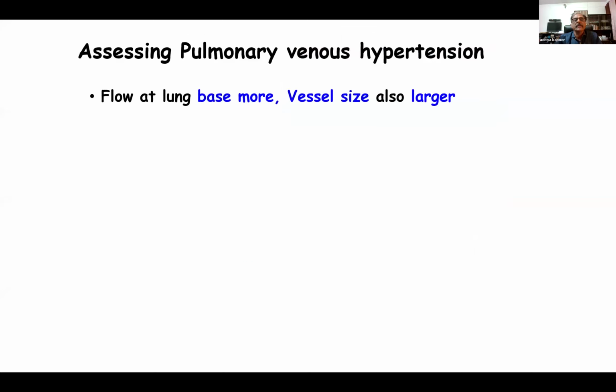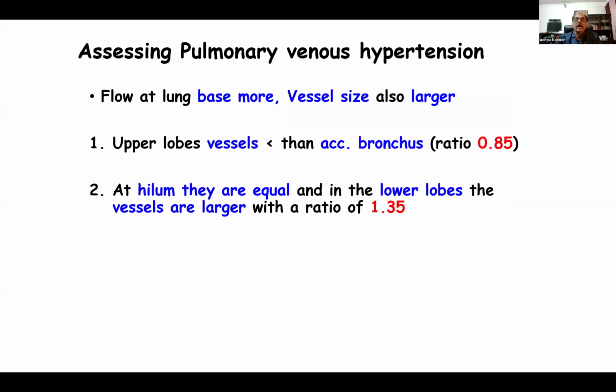Assessing pulmonary venous hypertension, Madam discussed it. Remember that the flow at the lung base is more. Upper lobe vessels are less than the accompanying bronchus. Ratio is 0.85. At the hilum, they are equal. And in the lower lobes, they are larger. So remember this gradation of vessel to bronchus. Upper lobes less, hilum approximately equal, lower lobe they are larger.